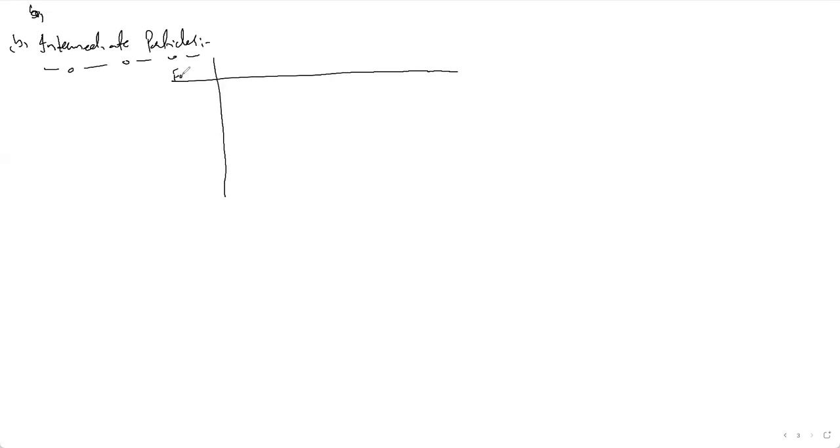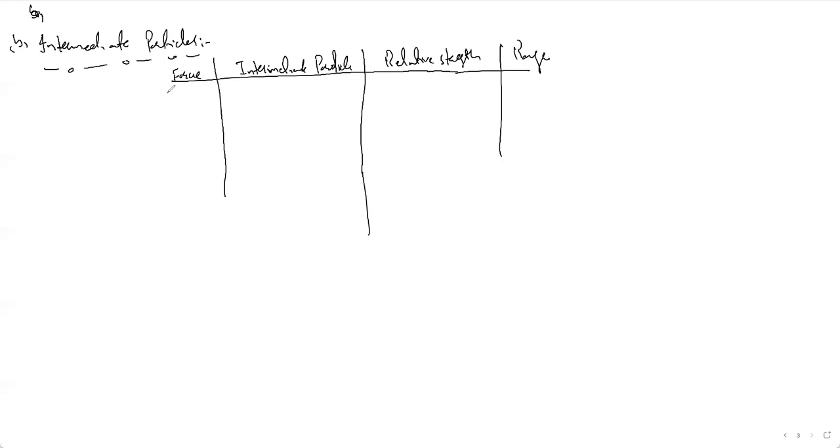I will say here the force or the interaction, which one we have. Then I will say the intermediate particle of that force. Then I will say what is the relative strength of that force. Then finally I will say the range, because different forces have different ranges.